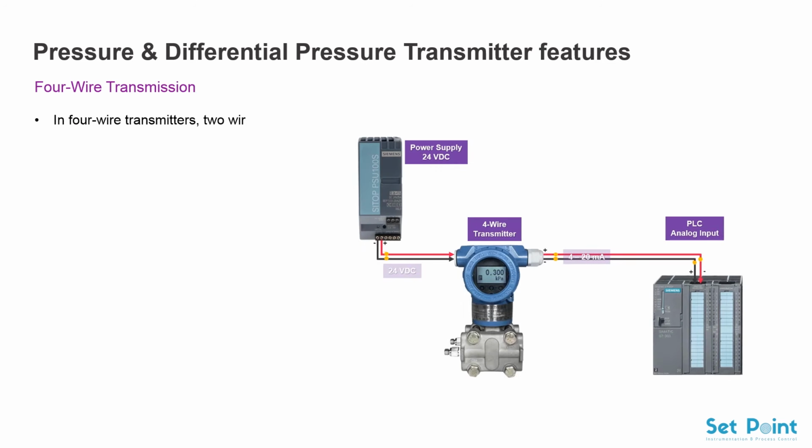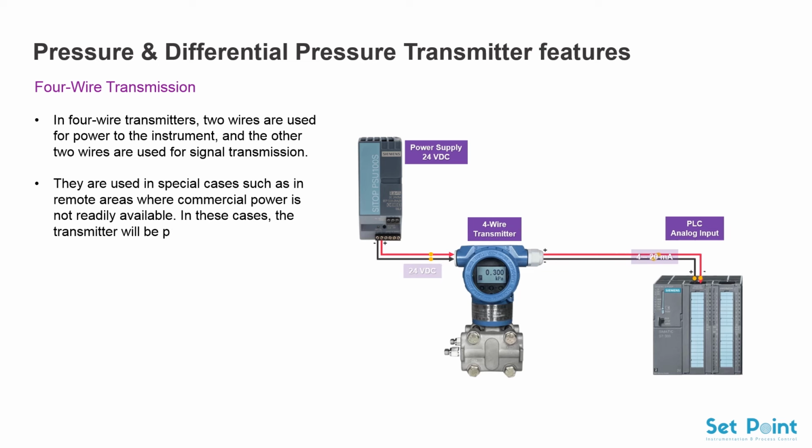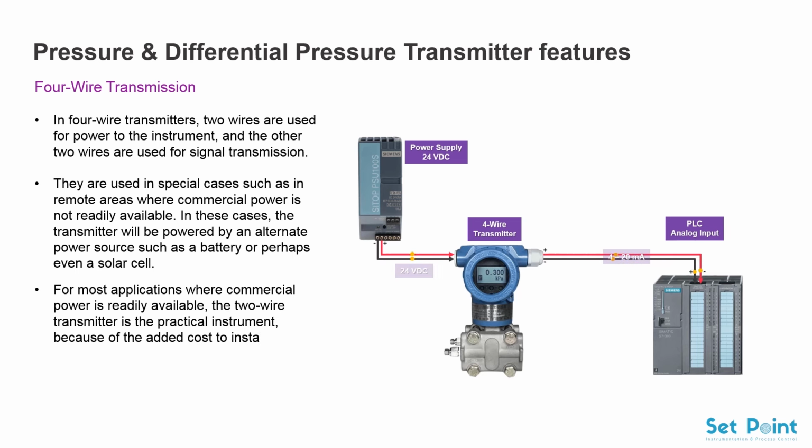4-wire transmission. In 4-wire transmitters, 2 wires are used for power to the instrument, and the other 2 wires are used for signal transmission. They are used in special cases such as in remote areas where commercial power is not readily available. In these cases, the transmitter will be powered by an alternate power source such as a battery or perhaps even a solar cell. For most applications where commercial power is readily available, the two-wire transmitter is the practical instrument, because of the added cost to install and run 4 wires to a transmitter compared to 2 wires.